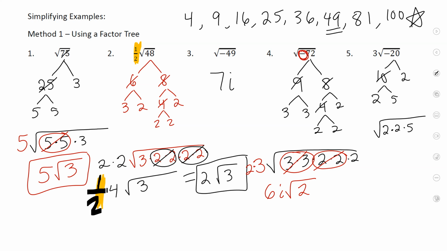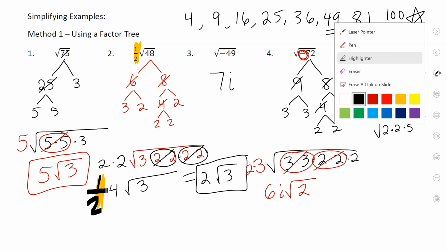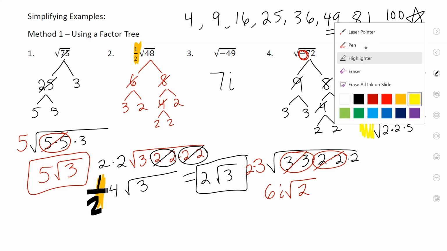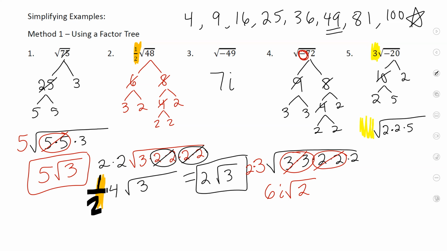Oh, and guys, don't forget, let me highlight this for you. There's a 3 on the outside. Meant to highlight it. There's a 3. I keep scratching it out. Okay, there's a 3 on the outside. Don't forget to put that on the outside, okay? Don't ignore it. So I'm going to put a 3 on the outside.